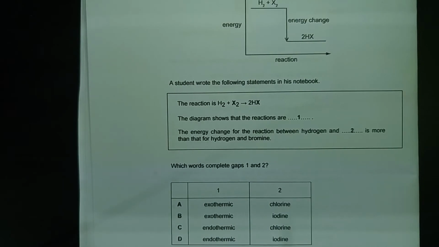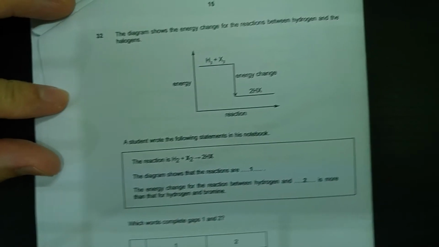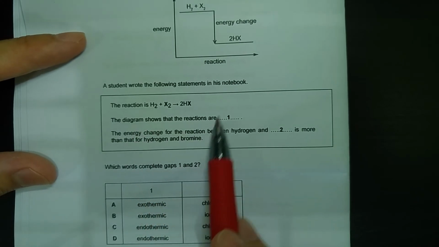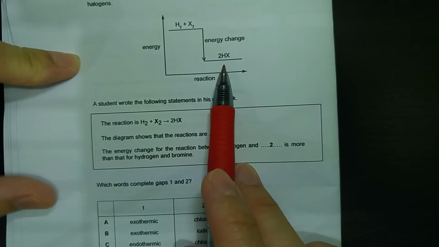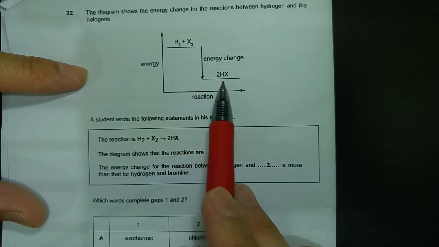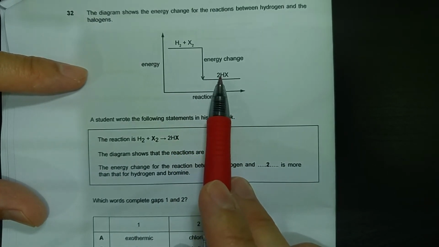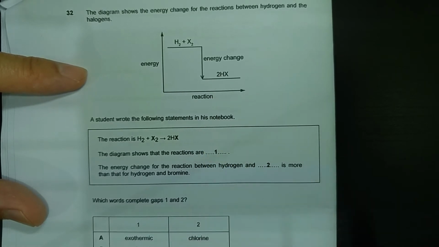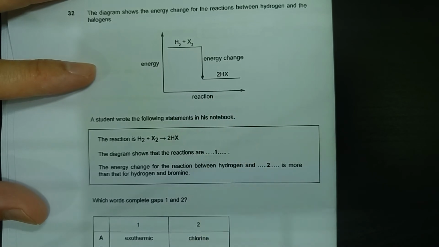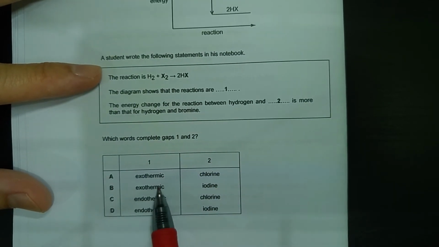Okay, energy change for the reaction between hydrogen and the halogen. The diagram shows that the energy of the product is less than the energy of the reactant. So that means energy must be given out to the surroundings, which is exothermic.